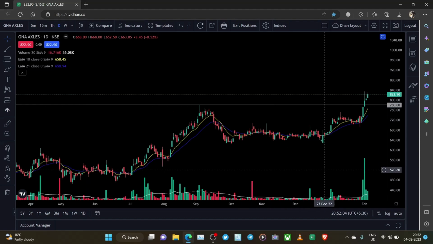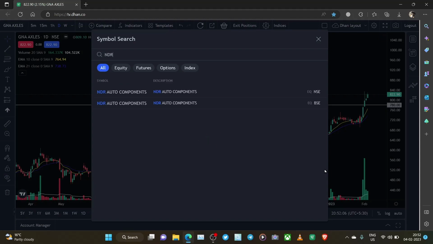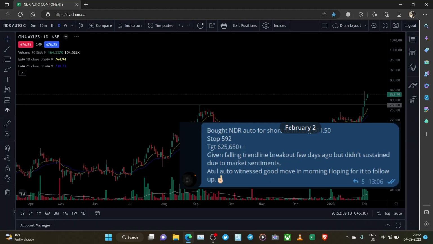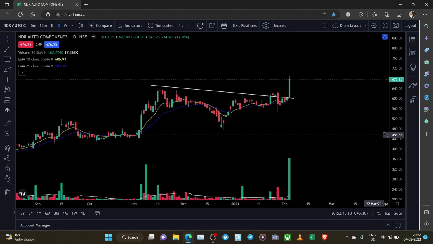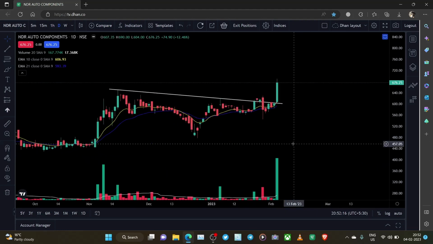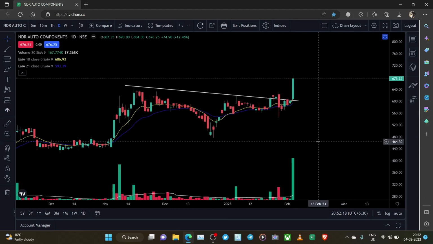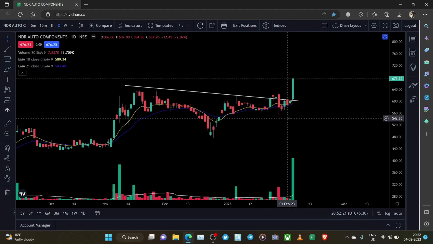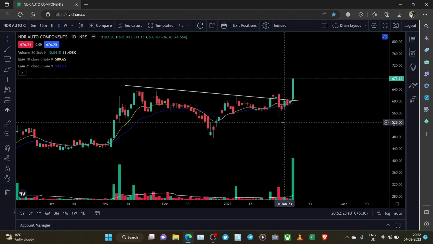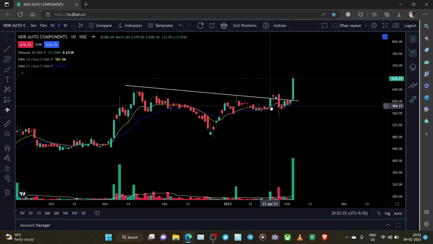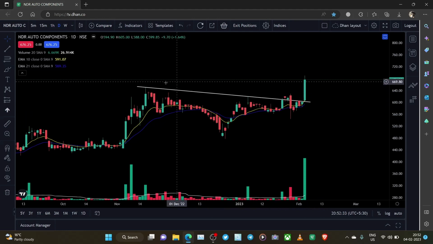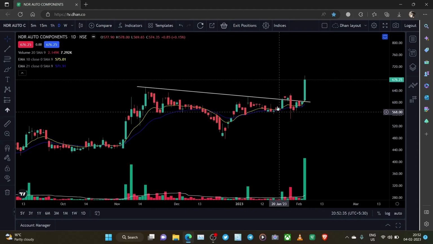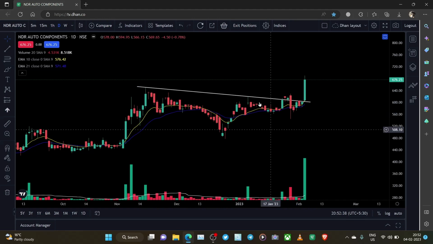Okay, so my next trade is NDR Auto. This was a very easy trade, I would say. Why do I say that? Because here you can see a clear falling trend line breakout, which had failed miserably due to the wholesale market sell-off. Many would say that if it was a falling trend line breakout, you should have taken entry here. But I didn't take entry here.